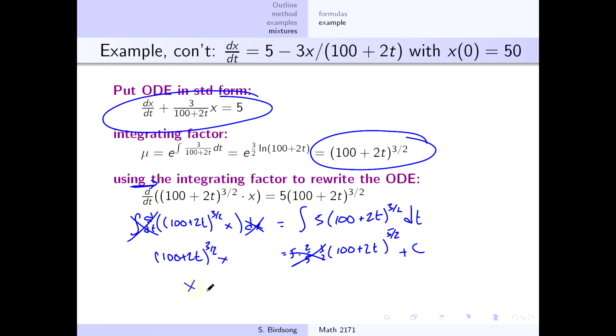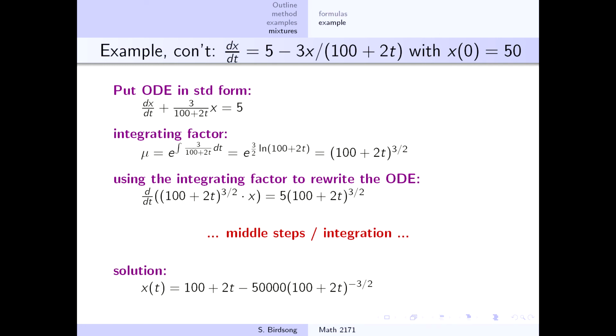Now, when we divide through to solve for x, we should then have 100 plus 2t. Notice the exponents will cancel, so that will just be an exponent of 1, plus c times 100 plus 2t raised to the negative 3 halves. And if you prefer to have that in fractional form, that's totally fine. We then solve for c by plugging in t equals 0, x equals 50. And notice here that c turned out to be 50,000. It's pretty large.